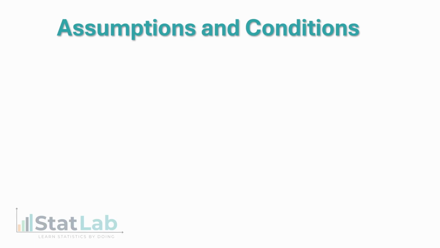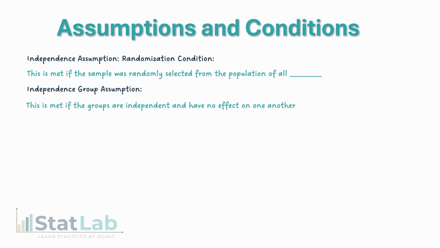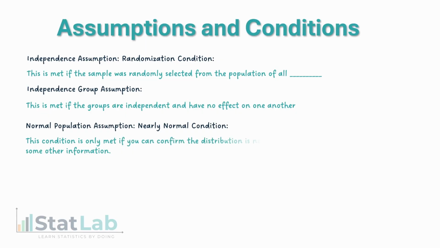Okay, so now let's quickly go through our assumptions and conditions. I'm going to move through some of them quickly because we've been doing them in other videos for the other tests. But your independence assumption, randomization condition, that's always going to be met if it was randomly selected from your population. Independence group assumption, now this one is new. This one is specifically for comparing means, and this is met if your groups are independent and have no effect on one another. Normal population assumption, nearly normal condition, same as before. The condition is only met if you can confirm the distribution is normal with a histogram or some other information.